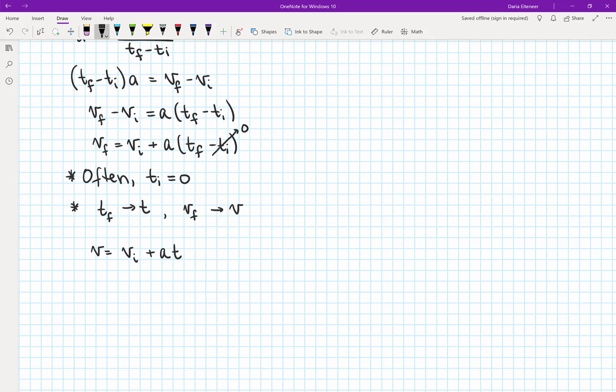Okay, I'm going to box this. So this is an equation that allows us to calculate the velocity of an object whose acceleration we know. And again, this is for motion with constant acceleration only. This equation does not work for any other type of acceleration. Not that we would have to worry about that in this class.